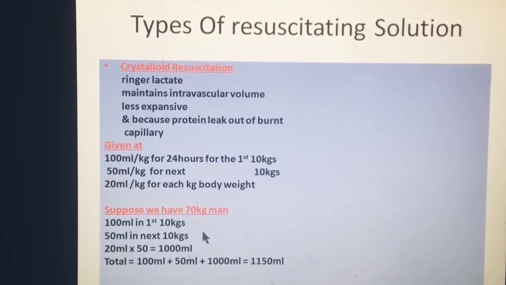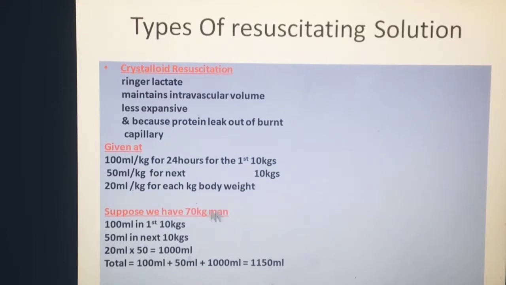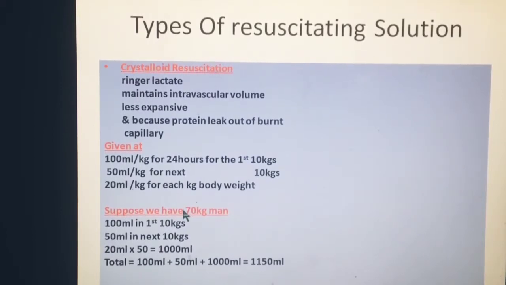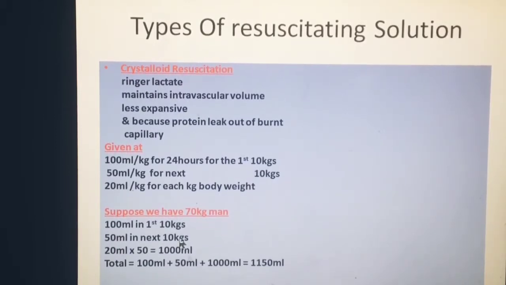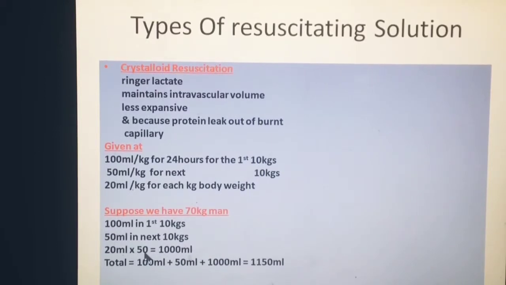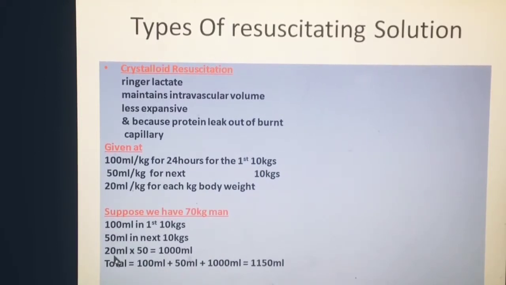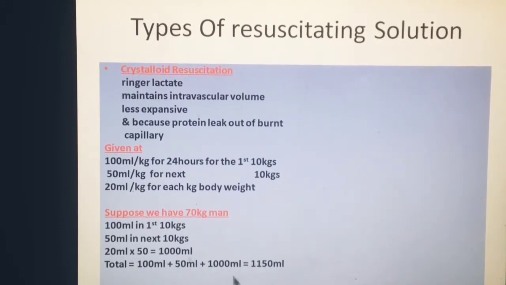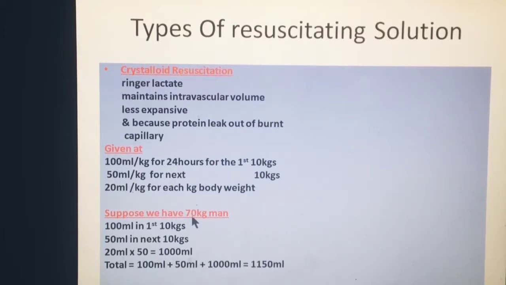If you have a burn patient with 70 kgs body weight, for the first 10 kgs we give the patient 100 ml of fluid. For the next 10 kgs we give 50 ml of fluid in the first 24 hours. Then 50 kgs are left. So 50 is multiplied by 20 ml, and all of this is added together, and this is the total amount of fluid that is administered to the 70 kg man.